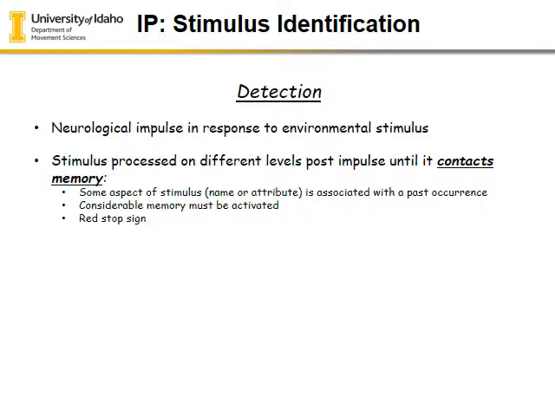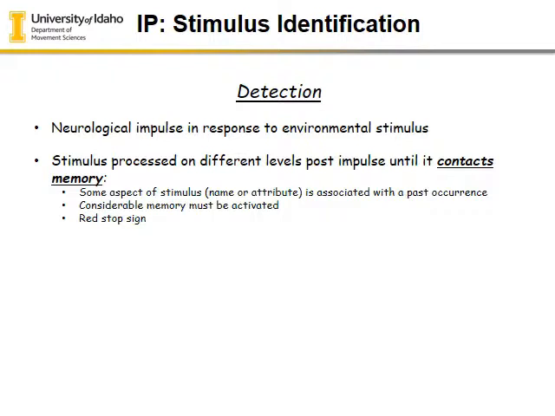So the first portion of stimulus identification is the idea of detection. And detection happens through some neurological impulses in response to these stimuli. As we hear something, as we see something, as we taste something, there's some sort of impulse within our brain that triggers that detection.